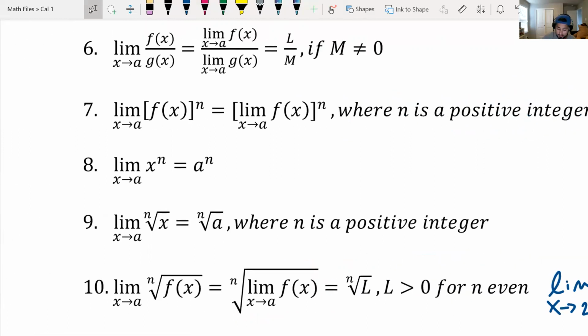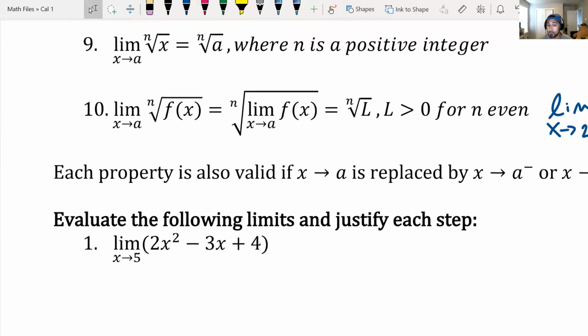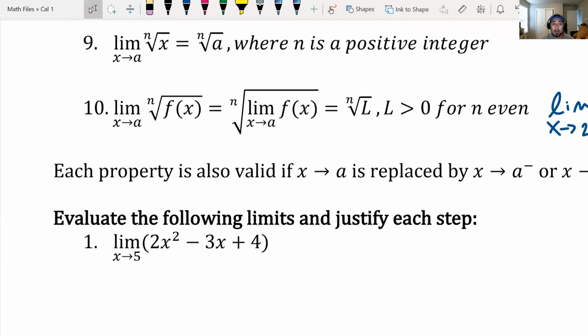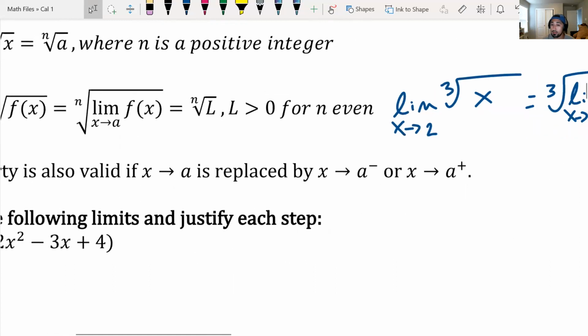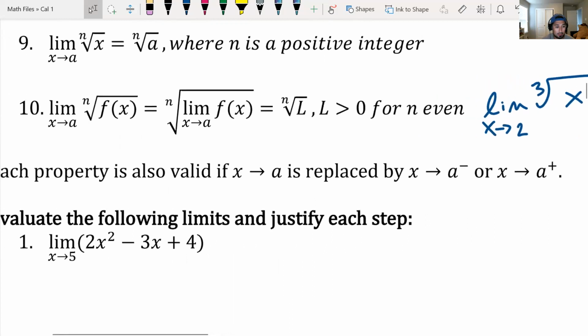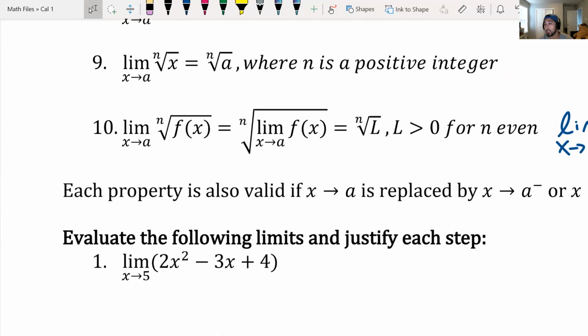So let's go ahead and see if we can apply any of these 10 properties to the limits below. And as you see there, each of these properties is also valid for limits at the left or limits at the right. Left-hand limits, right-hand limits. Okay, so evaluate the limits and justify each step. This means we want to use the properties above to justify each step.